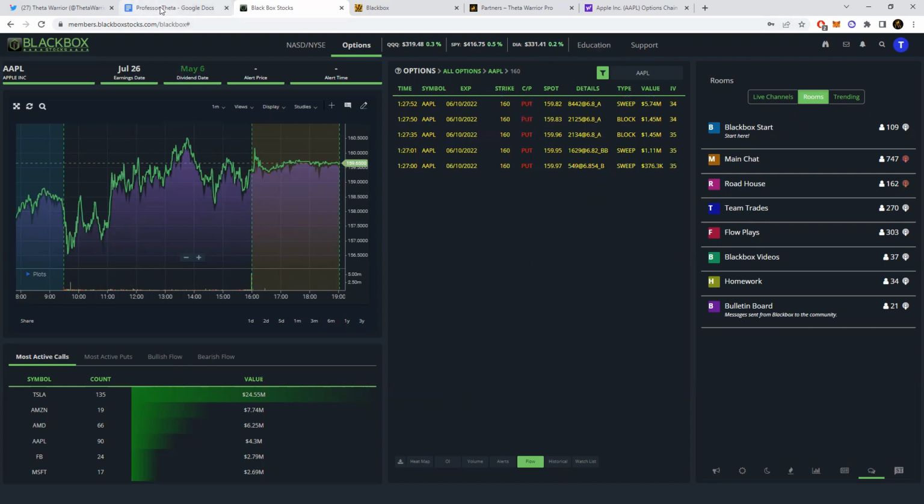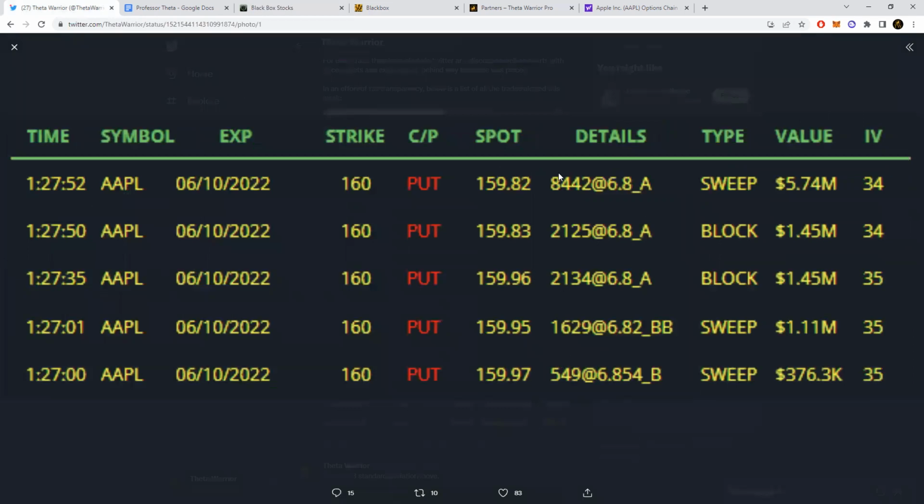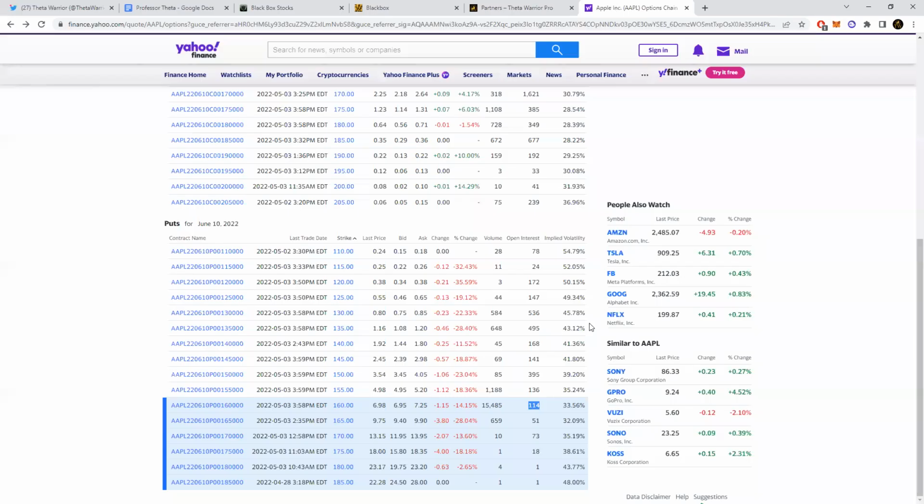So, quickly wrapping this up, I did the math for you: 14,879 contracts were traded in this flow right here. That's the total of all of these. And we can see that our volume for the day was just over 15,000, almost 15,500.